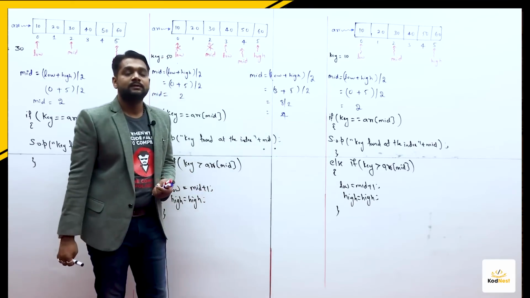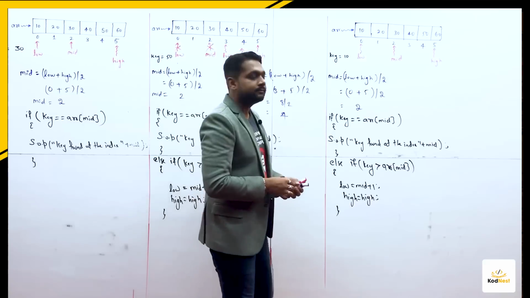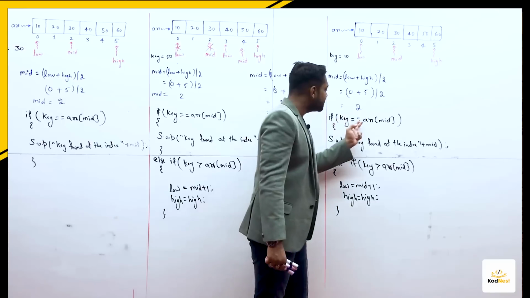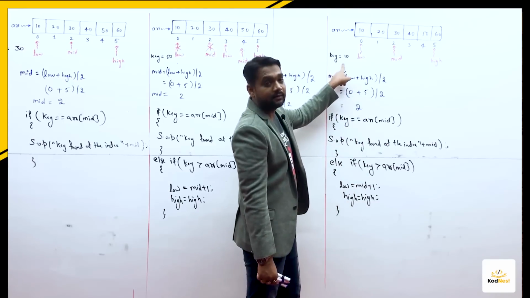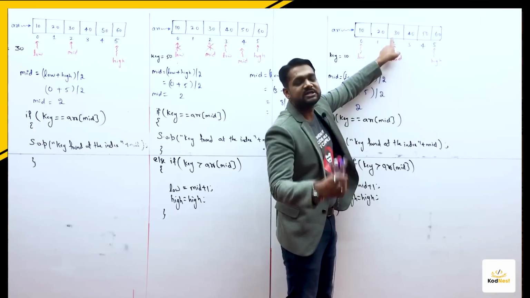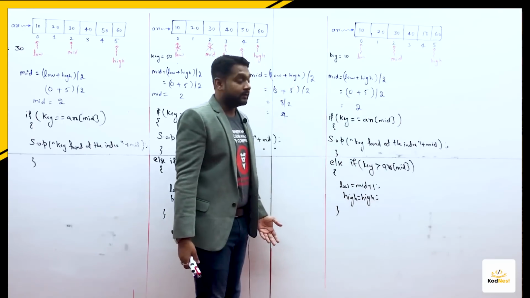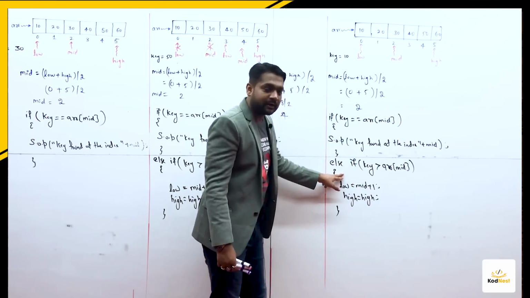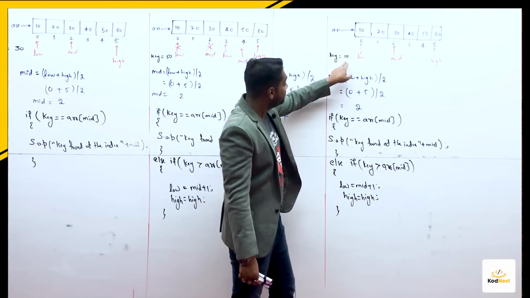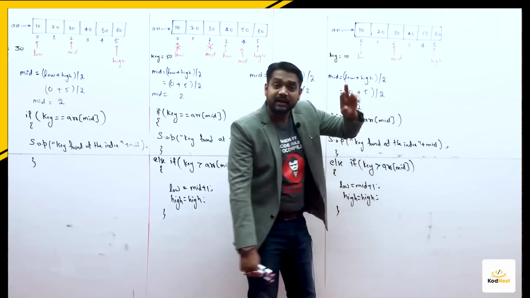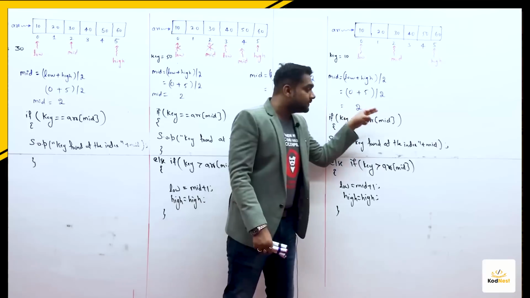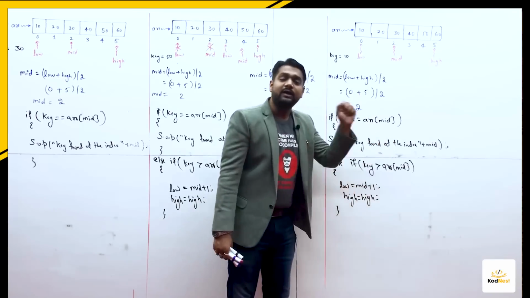Am I not correct? Now let us follow the algorithm. We have calculated mid. So let us check. Is key matching with array of mid? What is key? 10. Is 10 matching with array of mid? No. 10 is not matching with 30. Okay. If it is not matching, at least let us check. Is key greater than array of mid? Is 10 greater than 30? No. 10 is not equal to 30, 10 is not greater than 30.